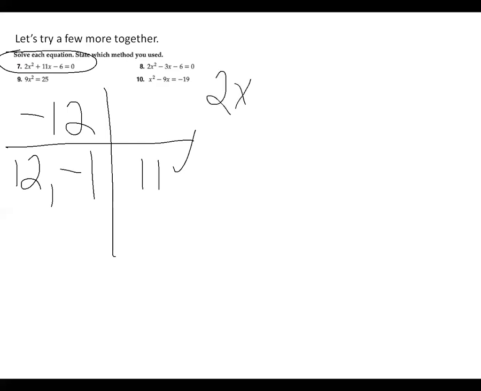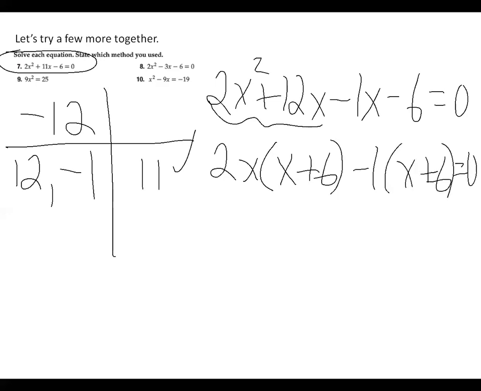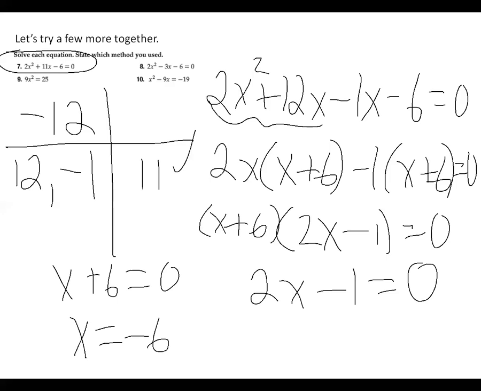So 2x squared plus 12x minus 1x minus 6 equals 0. Okay, the first set, I can factor out a 2x, and I get x plus 6. Second set, I'd factor out a negative 1 and get x plus 6. Then I factor out the x plus 6, and I'm left with 2x minus 1. And then I set each one equal to 0. x plus 6 equals 0, which would give you x equals negative 6. And 2x minus 1 equals 0. So you'd add 1, divide by 2, and you get x equals 1/2. Okay?